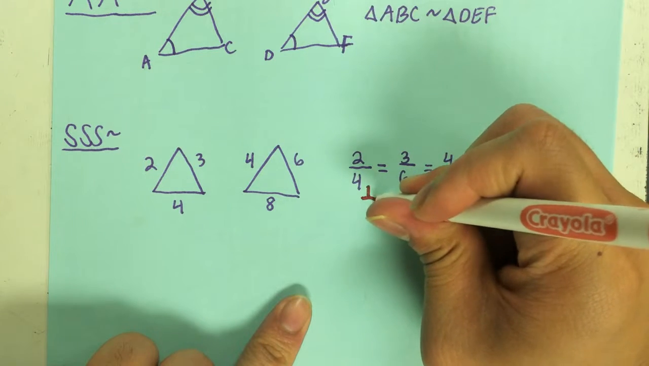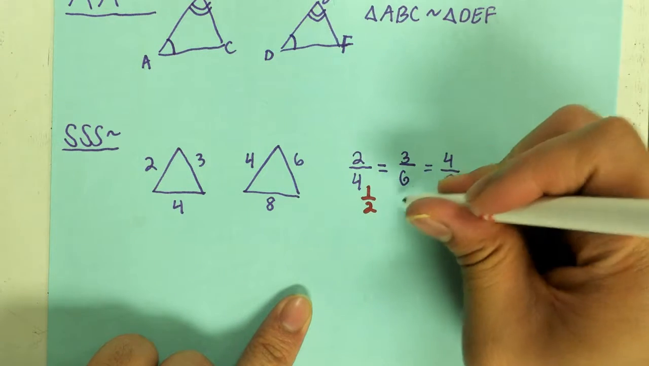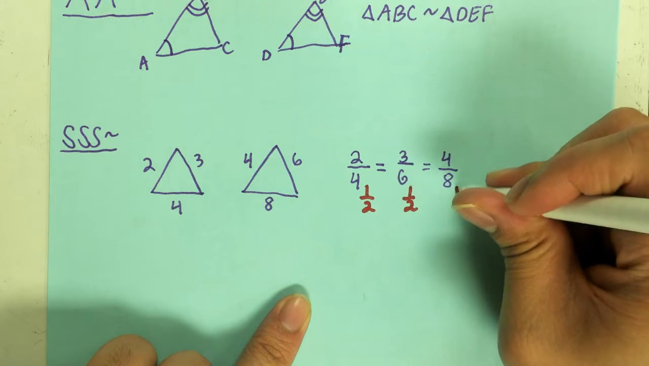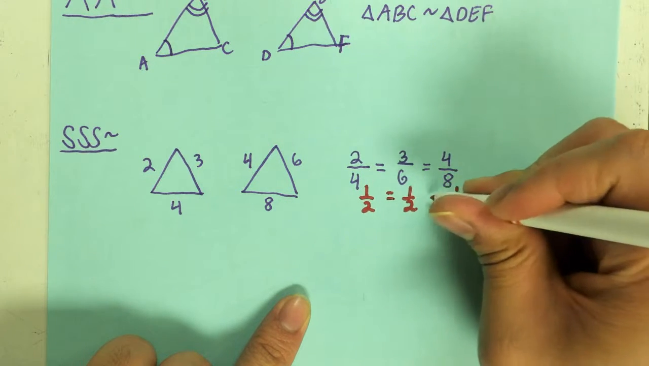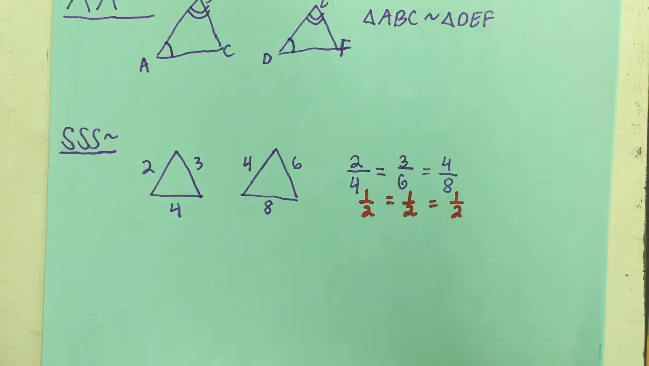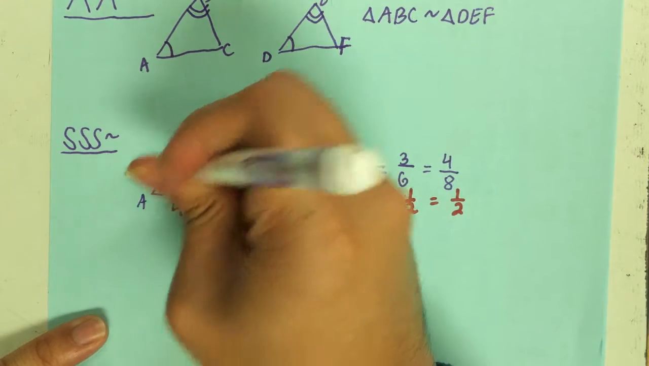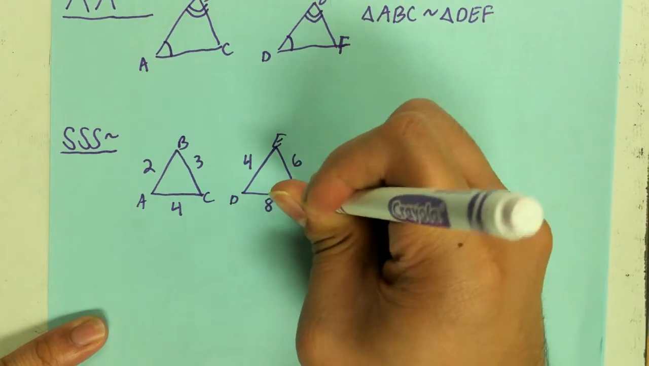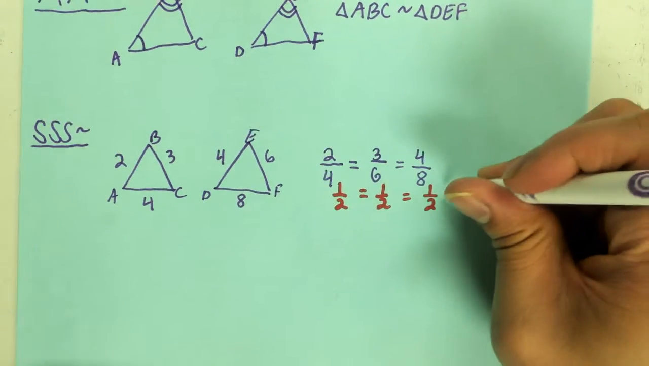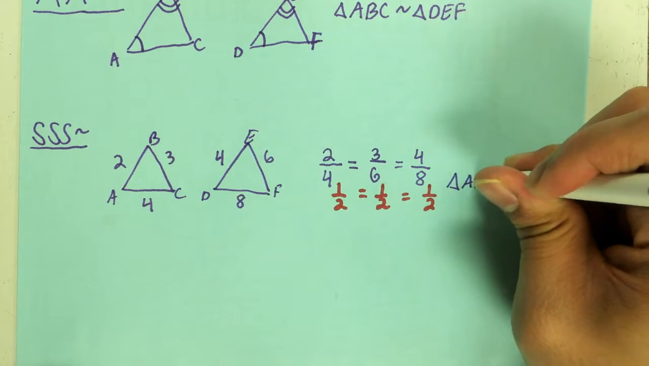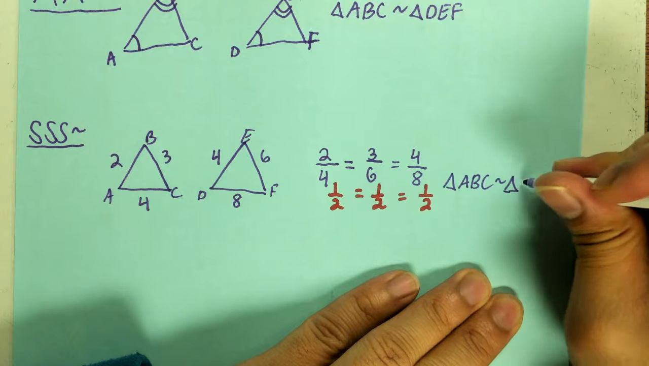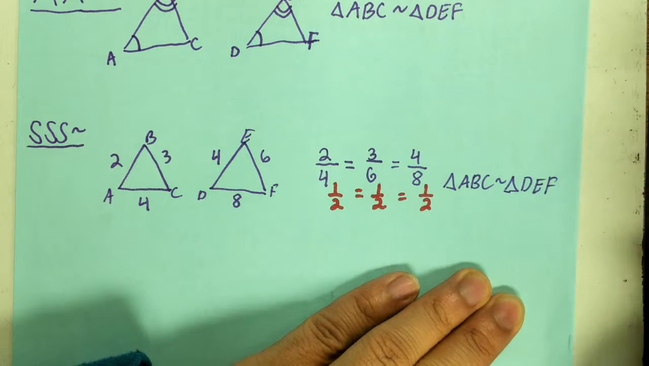2/4 simplifies into 1/2, 3/6 simplifies to 1/2, and 4/8 simplifies to 1/2. Because all of these are the same, then yes, these two triangles are similar. So we have triangle ABC is similar to triangle DEF.